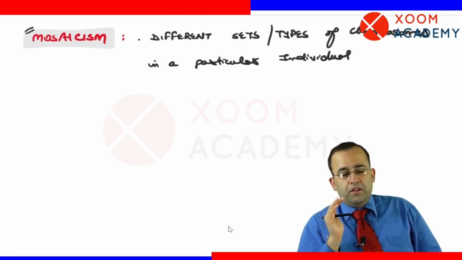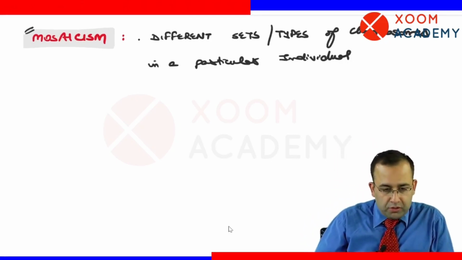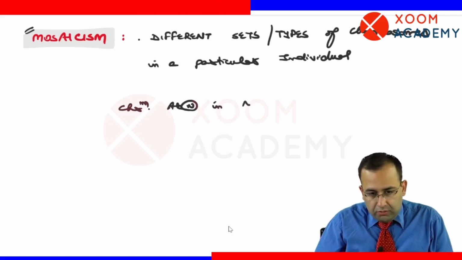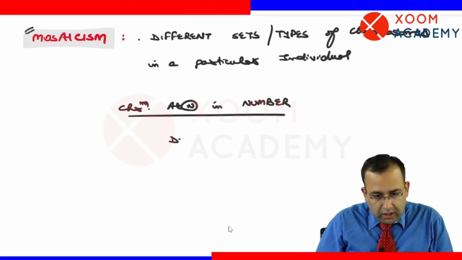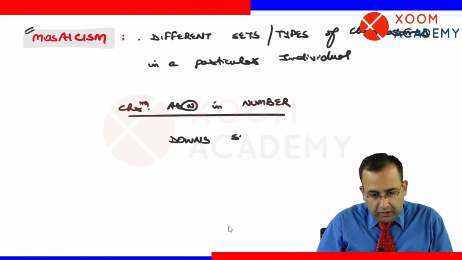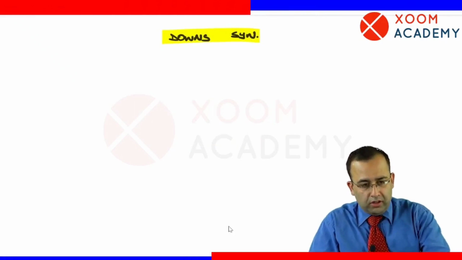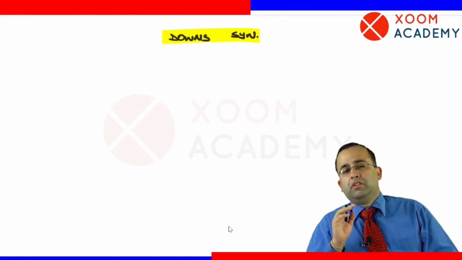Next point. Let us start with chromosomal abnormalities in number. Let us start with our first topic in this, chromosomal abnormalities in number of chromosomes, and let us start with the first one, that is Down syndrome. Let us start with the first one, Downs.